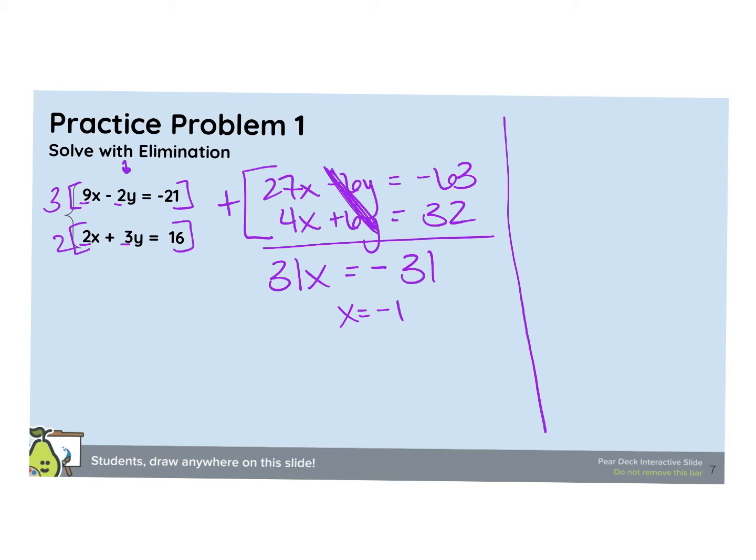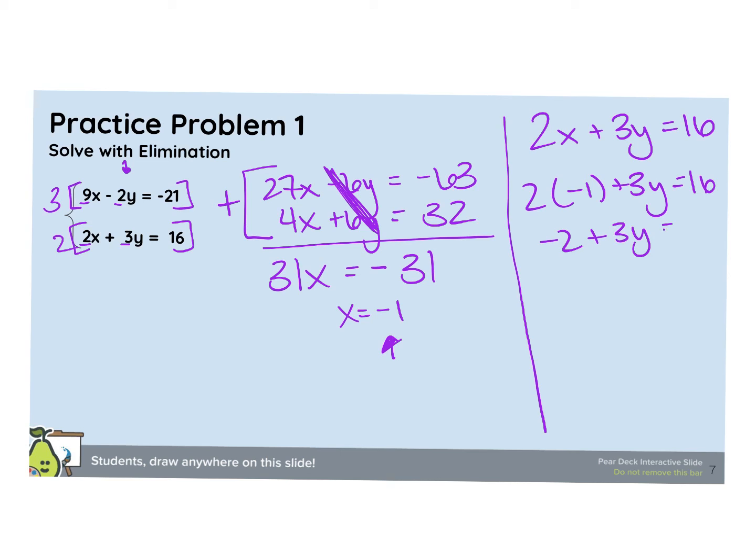Now I'm going to plug this negative 1 into one of the original equations to get y. And I like the second equation. The numbers are smaller, so I'm going to use this equation. But instead of x, I'm going to put a negative 1 in its place, in parentheses, which means I'm going to have to multiply. So this is a negative 2 plus 3y, two-step equation.